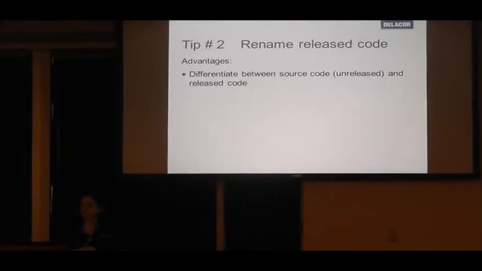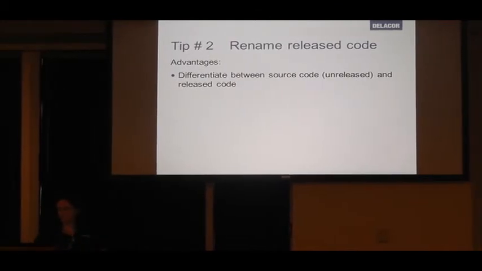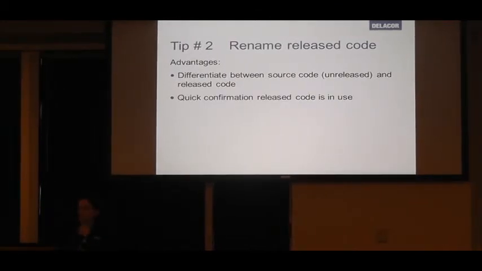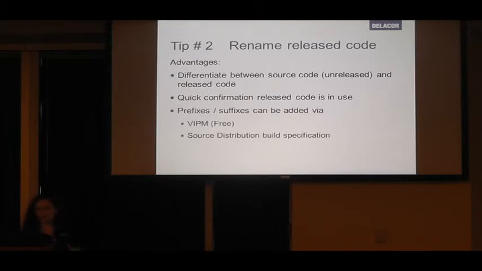The advantages: differentiate between source code, which is in development, and release code. Quick confirmation that release code is in use. And you can use prefixes or suffixes. If you're using the DIPM approach, the free version can add prefixes and suffixes. I've had customers say, no, but I need the Pro version. No, you just need the Pro version to make the name shorter on your palette. But the prefixes and suffixes are something that you can do. Fabiola? Yeah. So this is correct with the IPM, but when you have classes, you prefix suffixes.